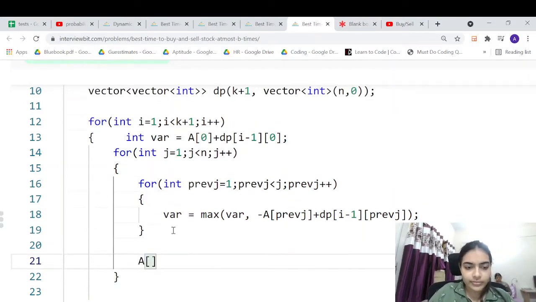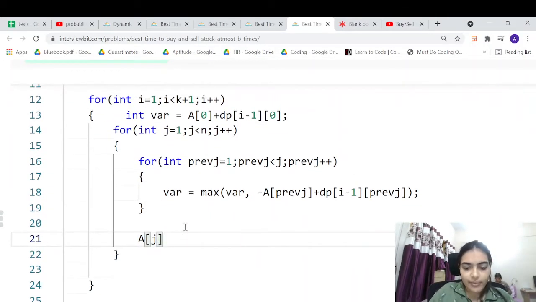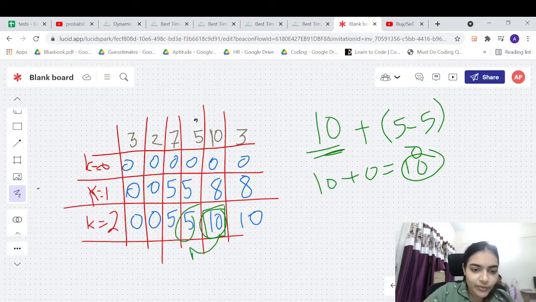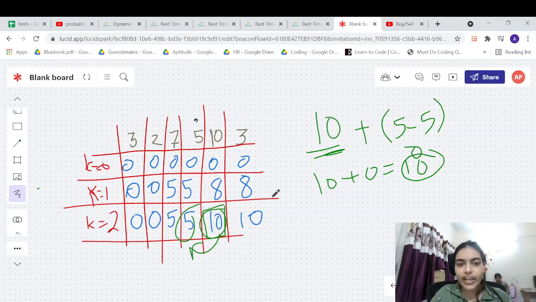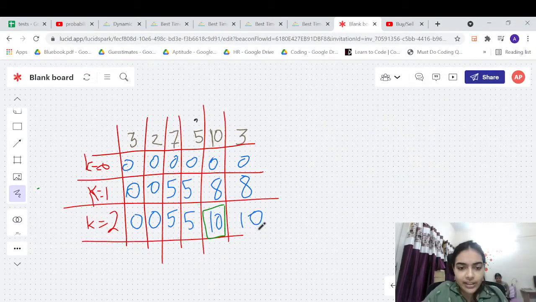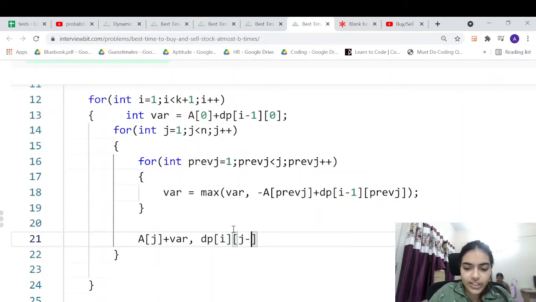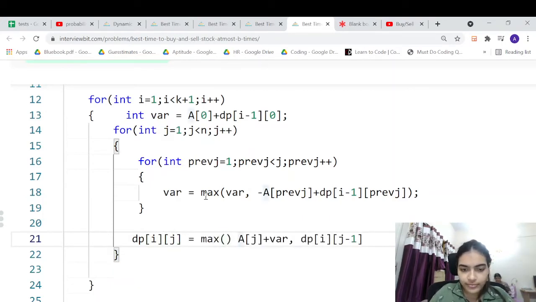a of j is something that you have to add. So a of j plus variable, this will be what you have got currently. This will be the current value. You have to compare this to the previously stored value. So you were comparing 10 with 5, because if you're not doing any transaction at all, that is also a feasible solution. For example, in this row 10 was better. You are just storing this particular value, so you'll also have to compare with the previous value, dp of i, j minus 1. So dp of i j will just be equal to max of these values.